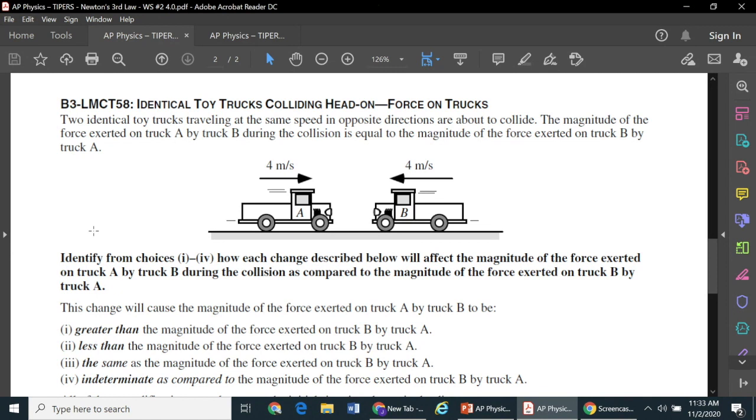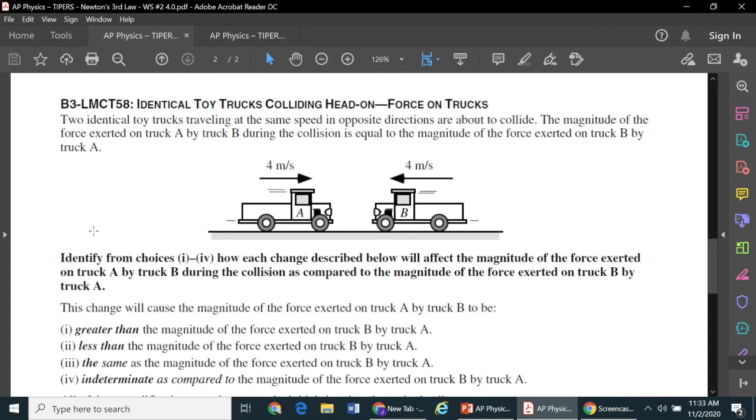The magnitude of the force exerted on truck A by truck B during the collision is equal to the magnitude of the force on truck B by truck A. It says identify from choices 1 through 4 how each change described below will affect the magnitude of the force exerted on truck A by truck B during the collision as compared to the magnitude of the force exerted on truck B by truck A.